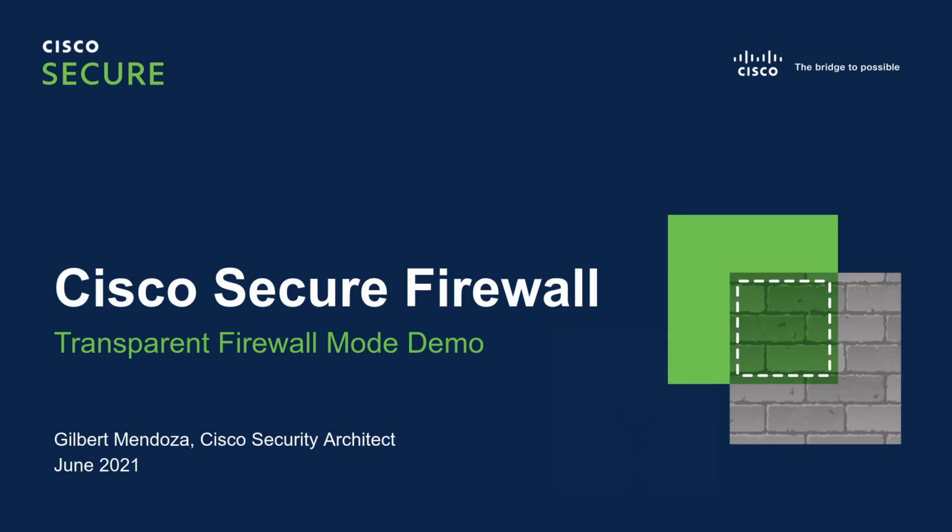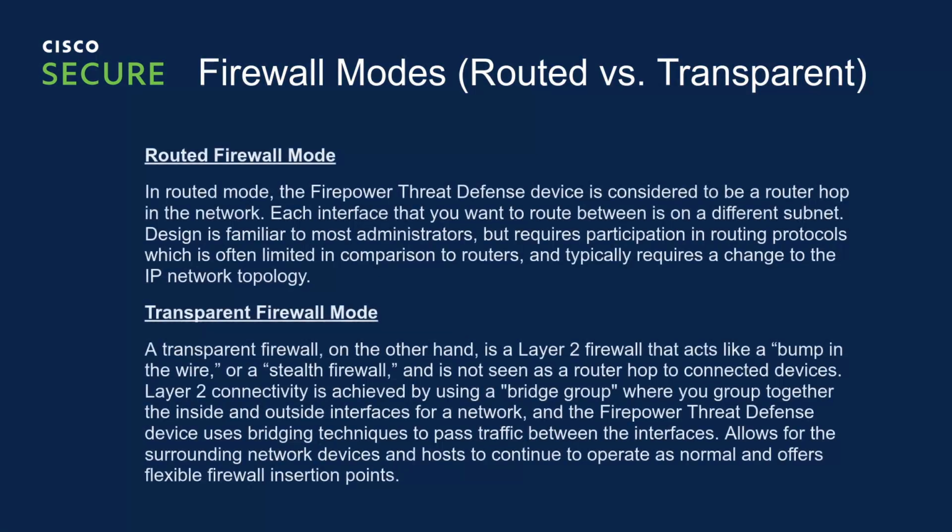There's a number of reasons why you might want to run a firewall in transparent mode. One of the advantages of a transparent firewall versus a routed mode firewall is that it's completely invisible to the devices surrounding it. In a routed mode firewall, which is typically what most administrators are familiar with, you have to assign IP addresses to interfaces and then point all of your hosts and network devices to those interfaces, so that it can direct and steer traffic and control traffic.